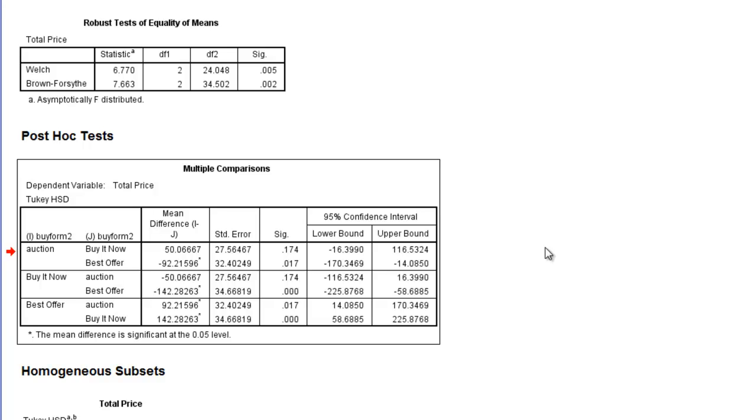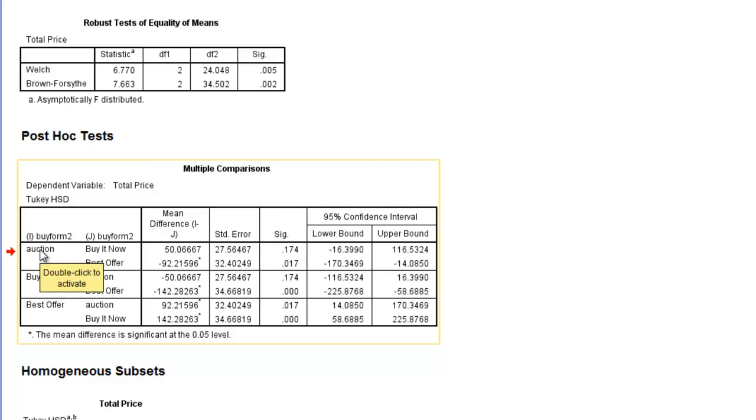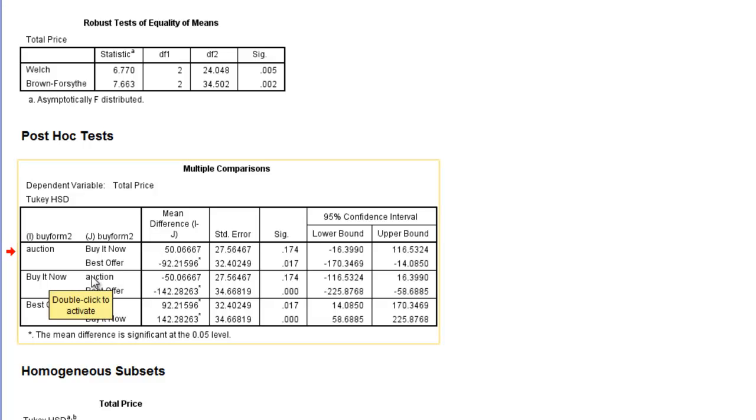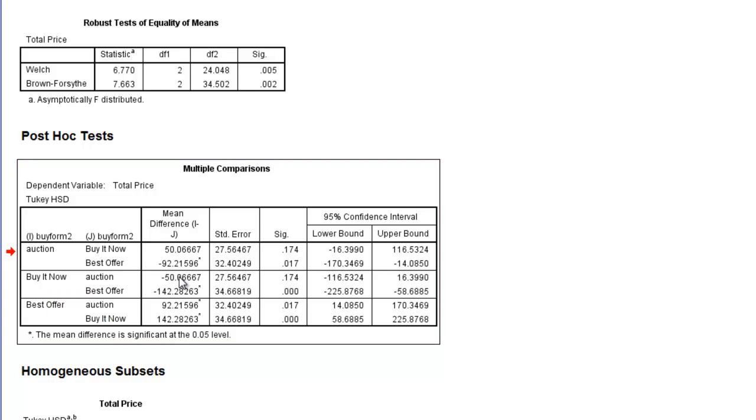So for example, auction versus buy it now has a mean difference of $50. But when I look down at buy it now, I can see that that's compared to auction again down here. But this is just compared in the opposite direction, so it's negative $50. This actually gives me the same exact test. And notice how the p-value for both of these is 0.174. That means it's not statistically significant.